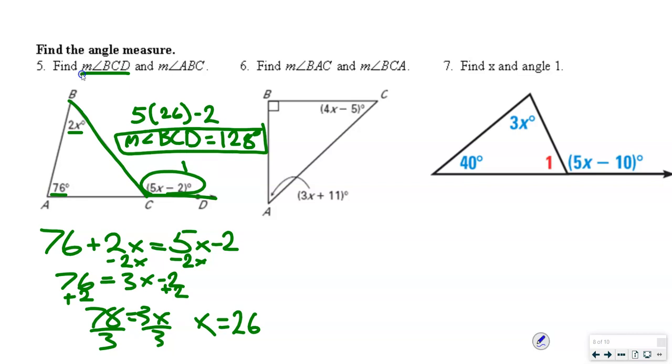Now we also need to find the measure of angle ABC. That's our angle 2x. So we just need to plug 26 in for x. And we get 52. So measure of angle ABC equals 52 degrees.